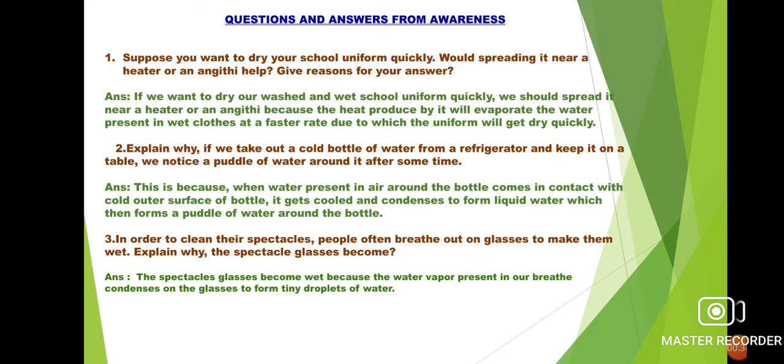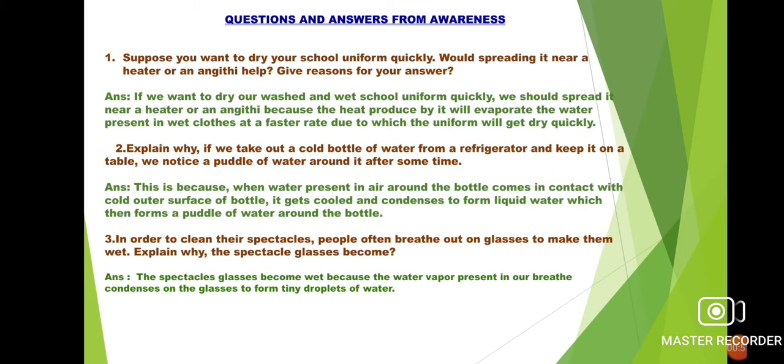It will radiate heat, okay, and the heat which will be radiated by the heater will evaporate the water present in the wet cloth at a faster rate, due to which it will get dry very quickly, rather than if you keep the wet cloth in a moist place, with no heat around, you will find that the rate of evaporation is much slower, okay.